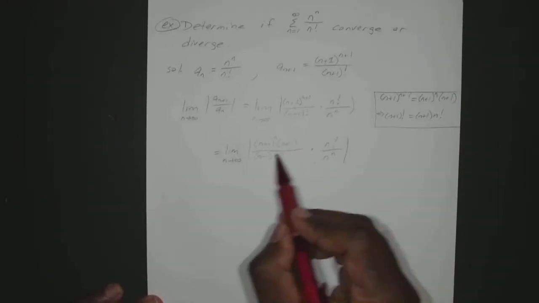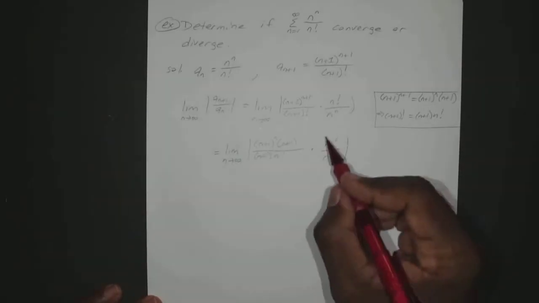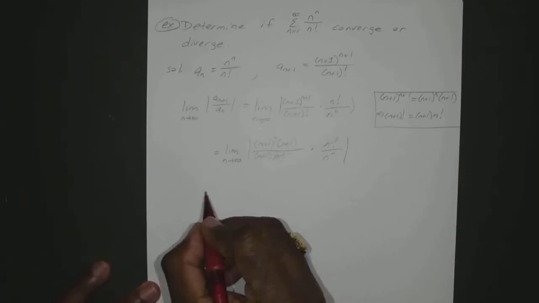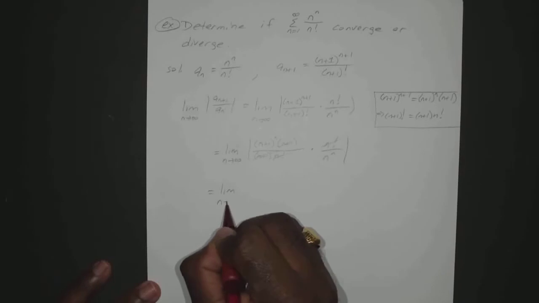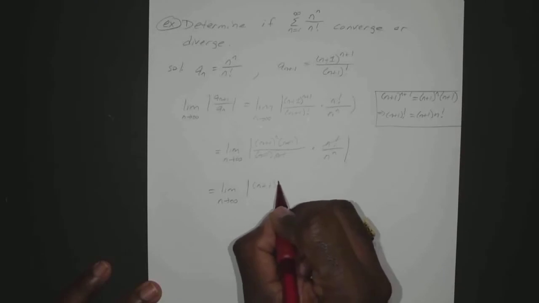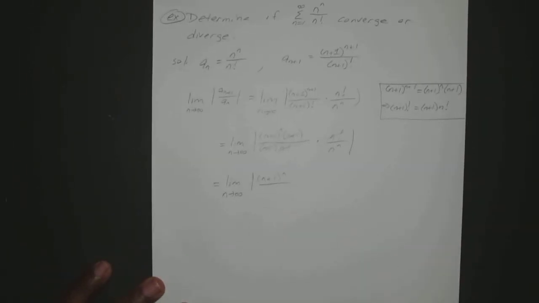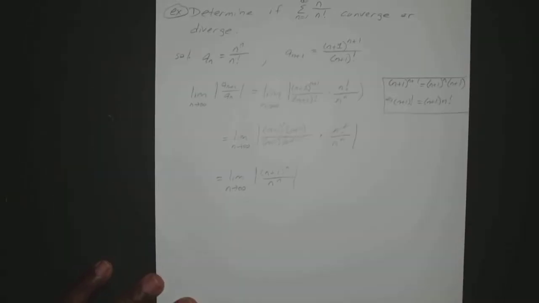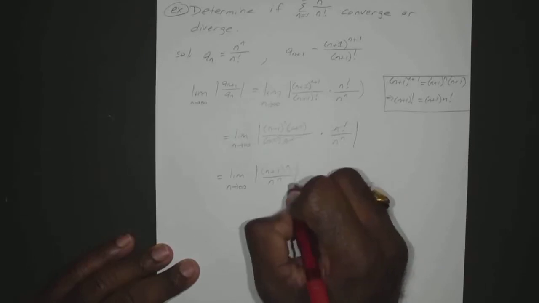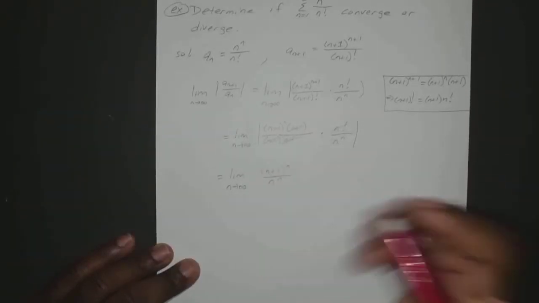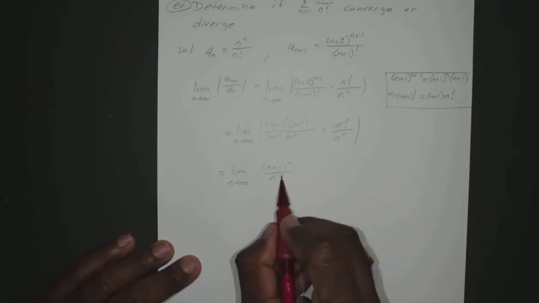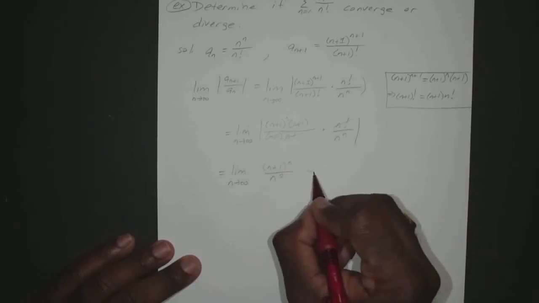Okay, so we know these two are going to cancel each other out, and our n factorials cancel each other out. So that's going to equal the limit as n approaches infinity of the absolute value of (n plus 1) to the nth power all over n to the nth power. We really don't need the absolute value here because we know it's going to be positive since n is approaching infinity. Okay, so we can take these two exponents and bring them together.